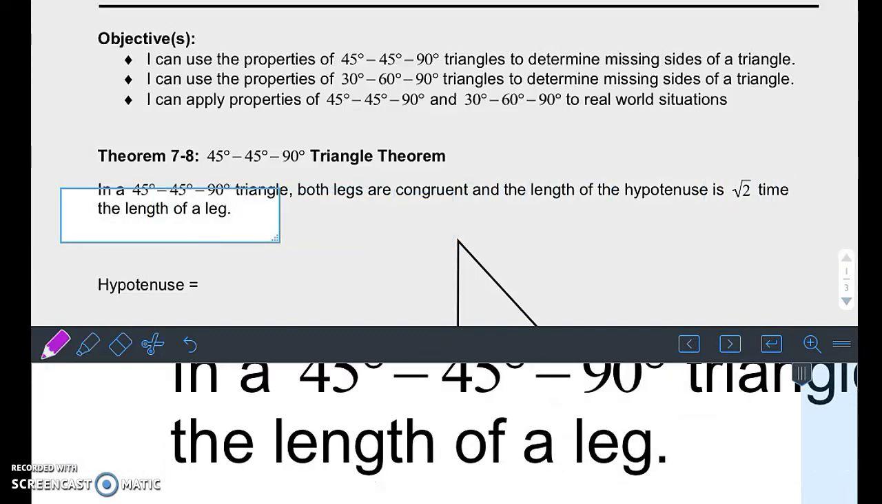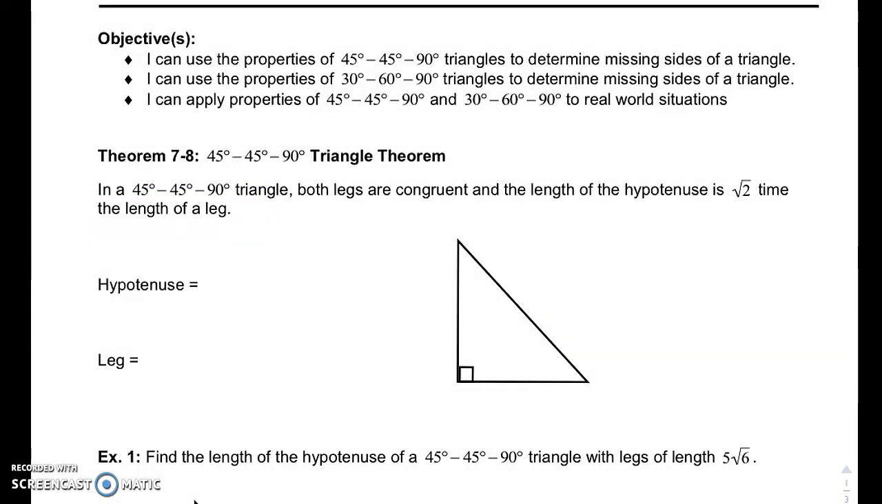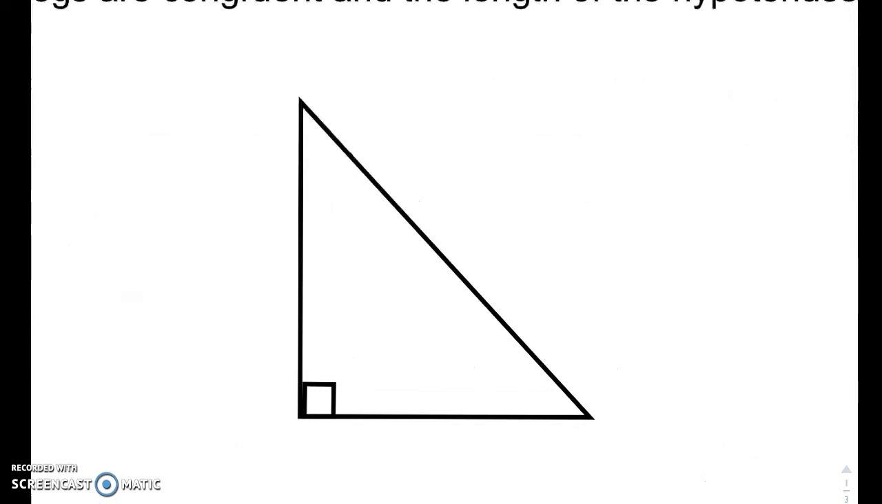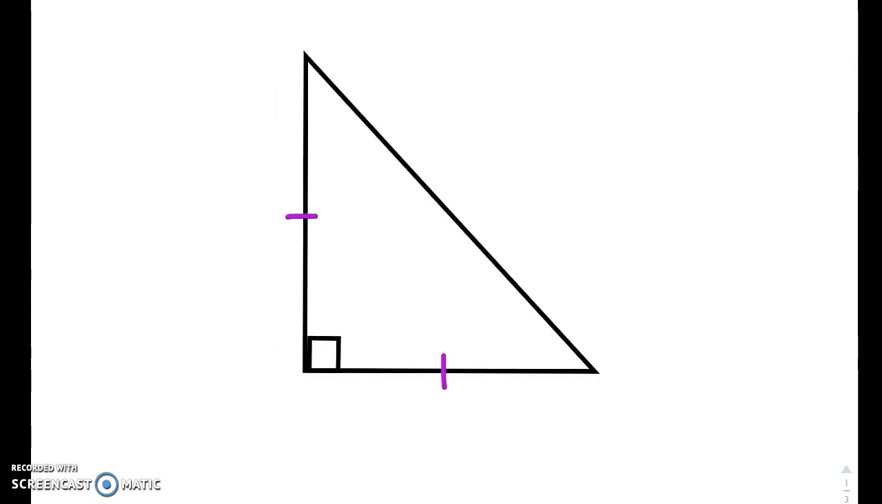So if we show that on here, it says both legs are congruent. So that means these legs are congruent. You guys learned what type of triangle this was. You should hopefully be saying this is an isosceles triangle. So if it's an isosceles triangle, that means the angles are congruent. Well, if the angles are congruent, then they both have to be 45 degrees.